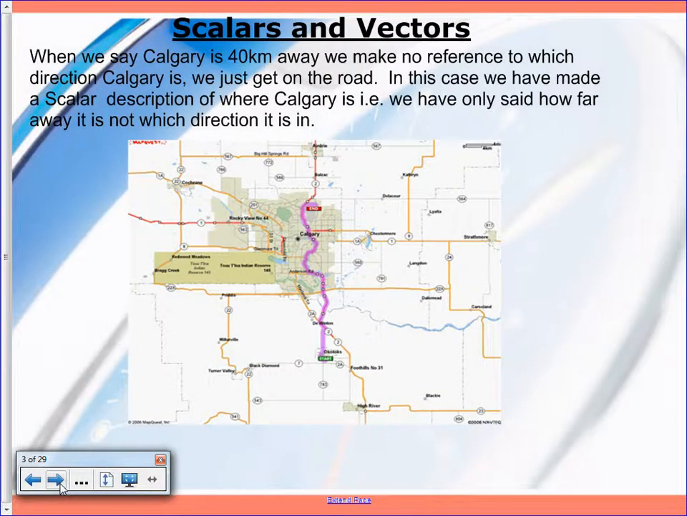So if we say Calgary's 40 kilometers away, we're giving a scalar description of where Calgary is. What are we going to assume? We're going to assume people are going to get on the road and follow it to Calgary. Okay, safe assumption. If I tell them Calgary is, let's say I give them an angle, or a direction and a distance, then I could assume they have a helicopter and they could actually fly along that straight line from here to Calgary. All right, or maybe they would walk, which would be difficult because you have to cross the river, but okay, stuff like that. If you're doing that on foot, obviously that's a little different. Okay, so 40 kilometers away is a scalar description. Okay, scalar descriptions, we've only said how far, not which direction.